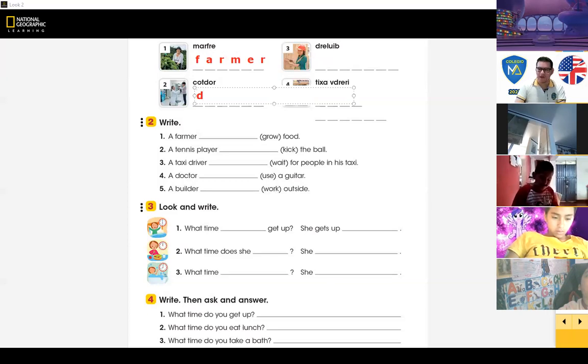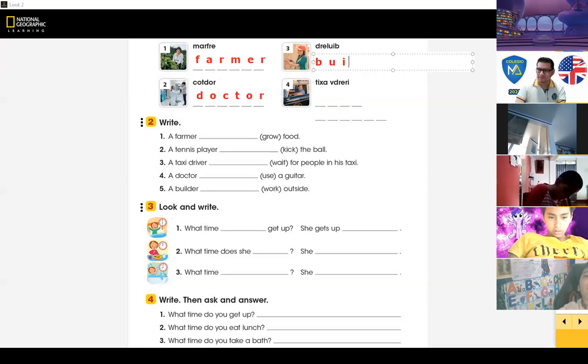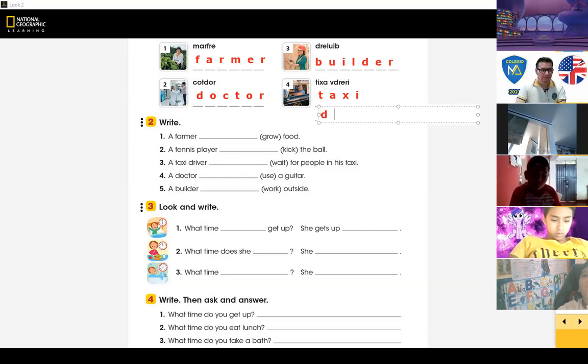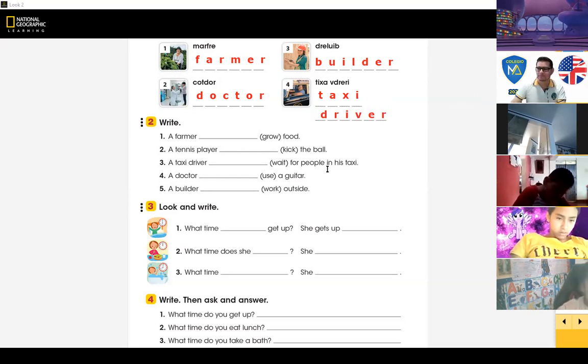What is number 2? Easy, right? Doctor. Very good. Number 2 is a doctor. What is number 3? Number 3 is a builder. What is number 4? Number 4 is a driver. Very good, taxi driver, right? Let's write on this part. Taxi driver.